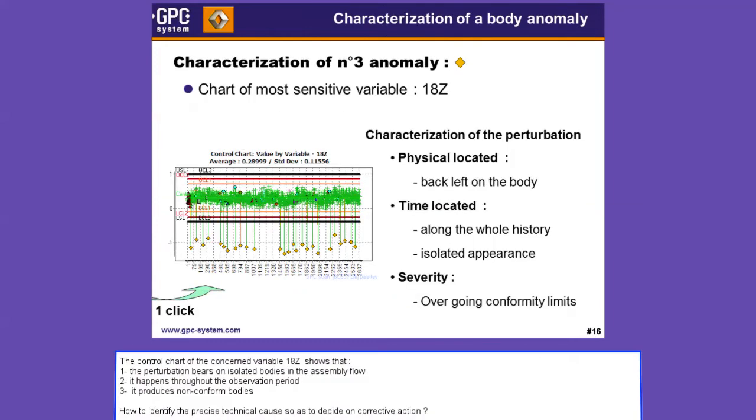The control chart of the concerned variable, 18Z, shows that: 1. The perturbation bears on isolated bodies in the assembly flow. 2. It happens throughout the observation period. 3. It produces non-conform bodies. How to identify the precise technical cause so as to decide on corrective action?